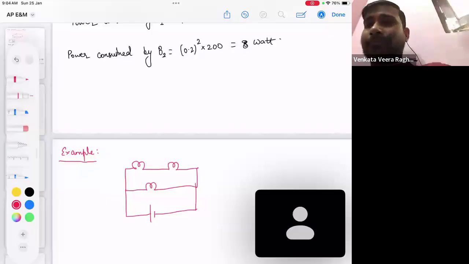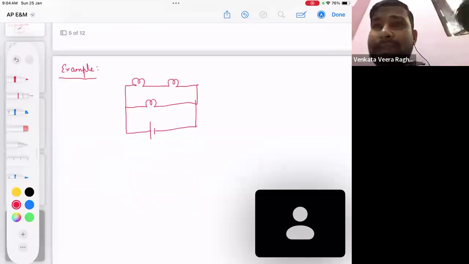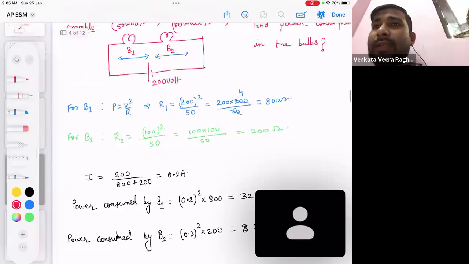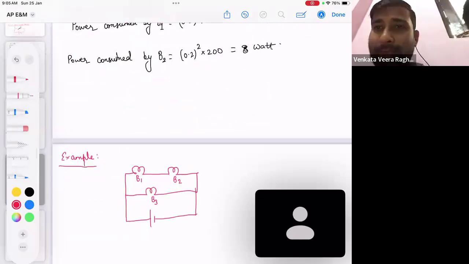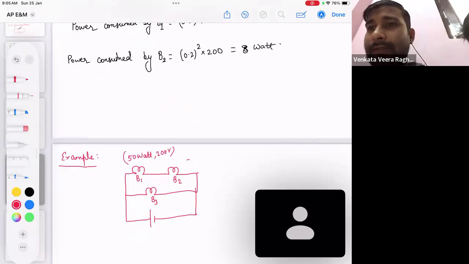So there are three bulbs given to us in the question. These are B1, B2, and B3. The rating is given like this. Bulb 1 is 50 watt and 200 volt. The second bulb is given 50 watt, 100 volt. And the third one is given 100 watt and 200 volt.